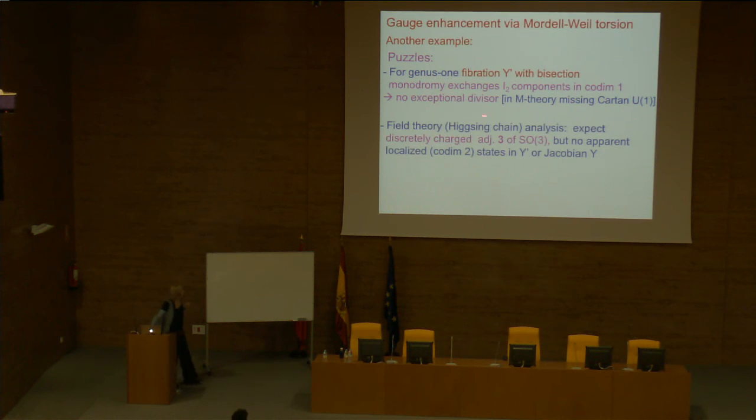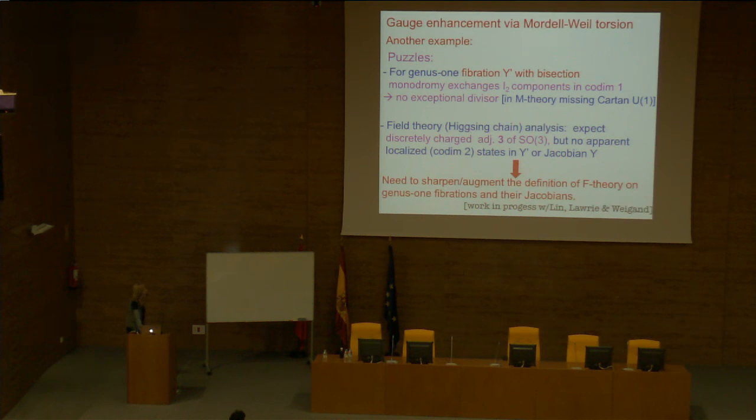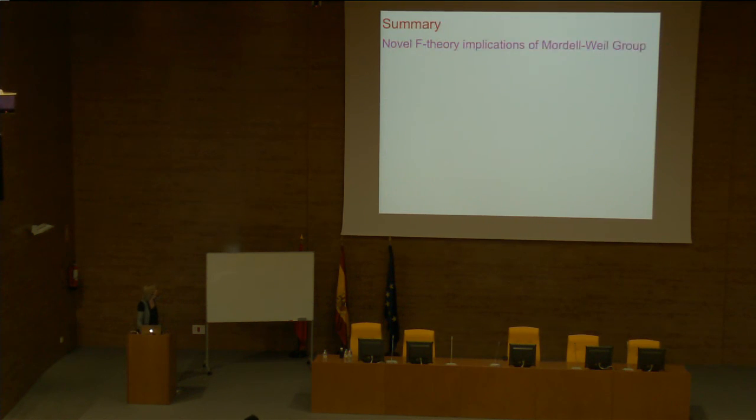Another puzzle we have is that in the Higgsing chain analysis, we expect existence of discretely charged or joint representation of SO3, which should be localized in codimension 2, but we don't seem to see that neither in the bisection nor Jacobian construction. So that really led us to the need to sharpen and augment the definition of F theory on genus 1 fibrations and their Jacobians.